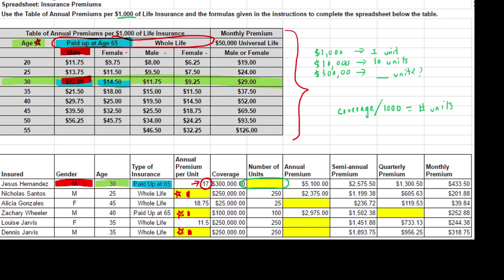Next, we need to figure out annual premium. To find annual premium, I need to know two things. If I know a person's annual premium per unit, and I know the number of units, I can multiply them together to find the annual premium. So again, if I know the annual premium per unit and the number of units, I can multiply these together to find annual premium.